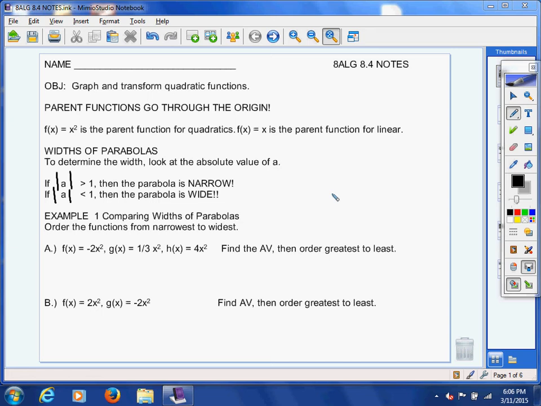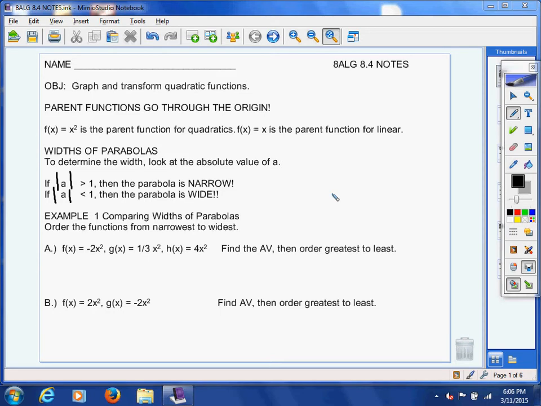We're in 8.4 today, and we are going to talk about graphing and transforming quadratic functions. We actually have been graphing and doing a great job on that. I hope you feel confident and are practicing lots and lots in class.